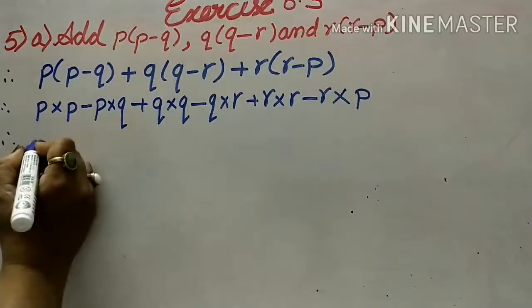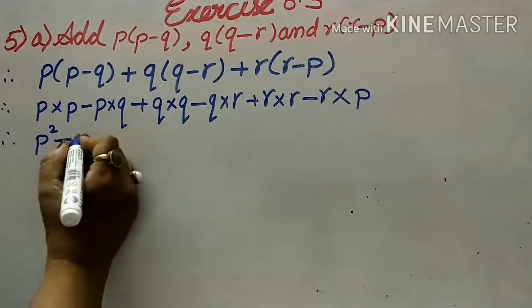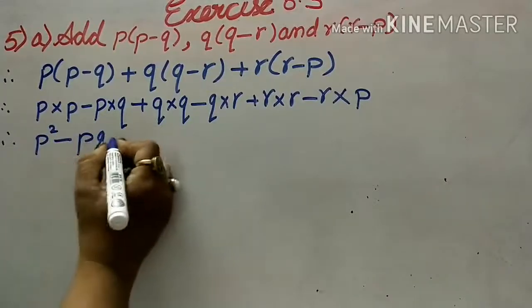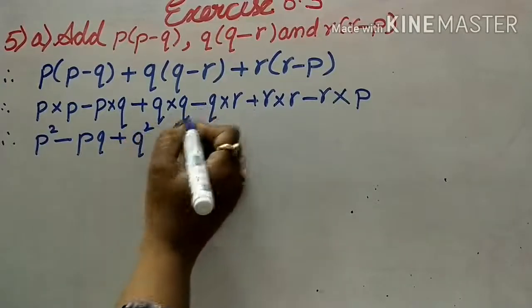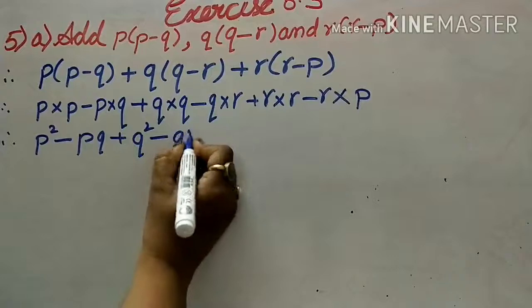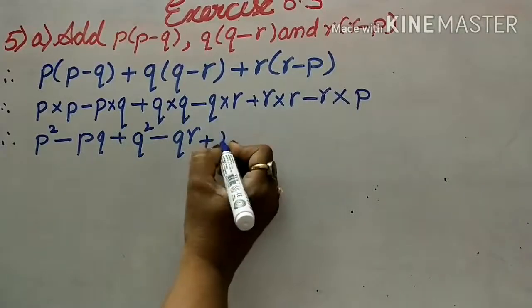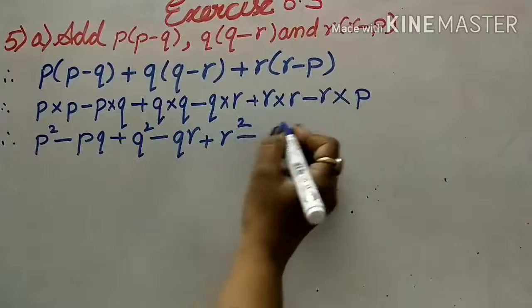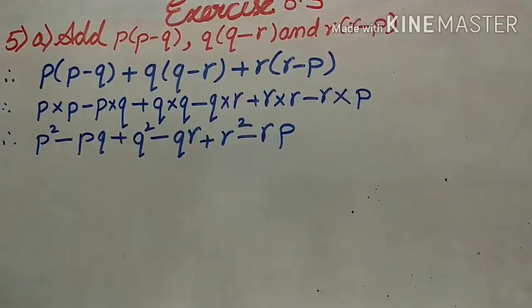Therefore, P into P, P square, minus sign, P into Q, PQ, plus Q into Q, Q square, minus QR as it is, plus R into R, R square, minus R into P, RP. So this is the answer.